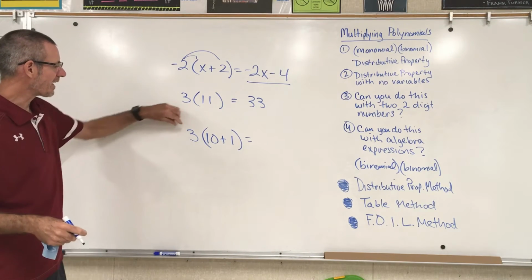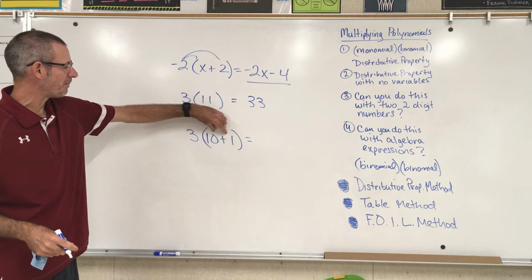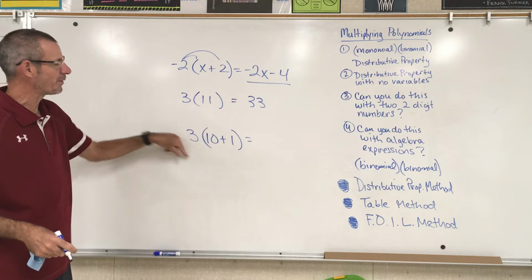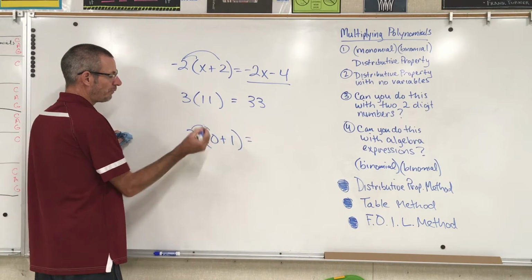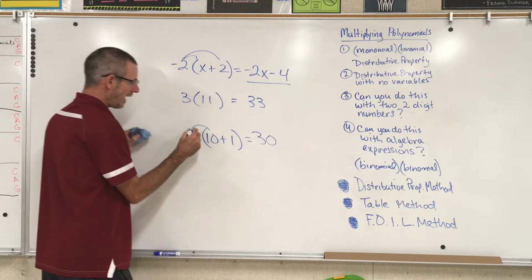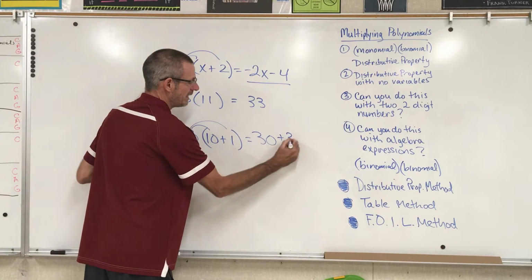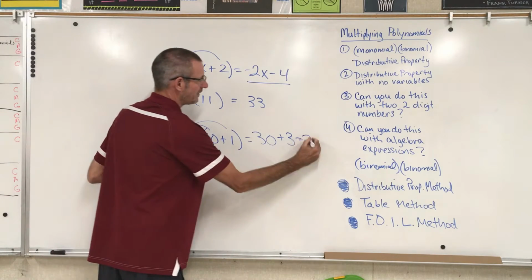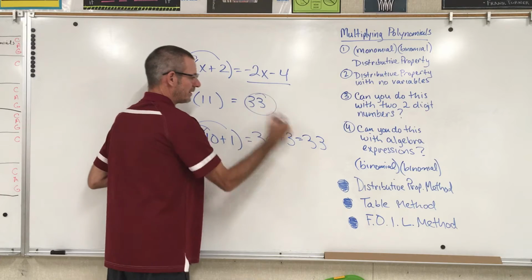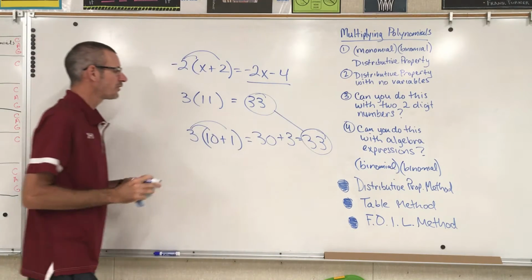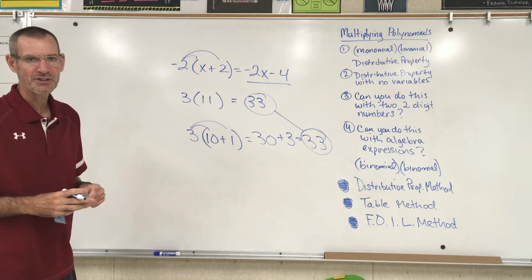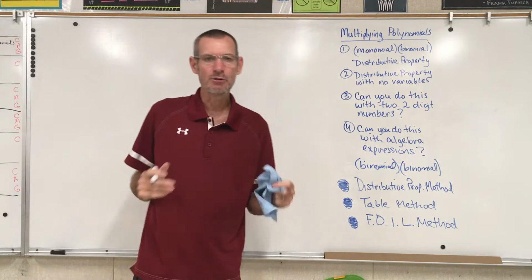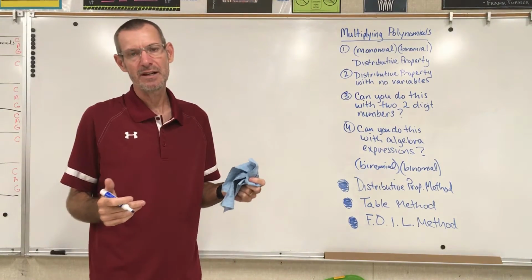Now it's just like I'm multiplying a monomial times a binomial, even though I'm just working with numbers and no variables. So now if I distribute, 3 times 10 is 30, and 3 times 1 is 3, and 30 plus 3 is 33. Same answer. So you can use the distributive property even when you don't have variables in your problem. Now, can you do this if you use 2-digit numbers?